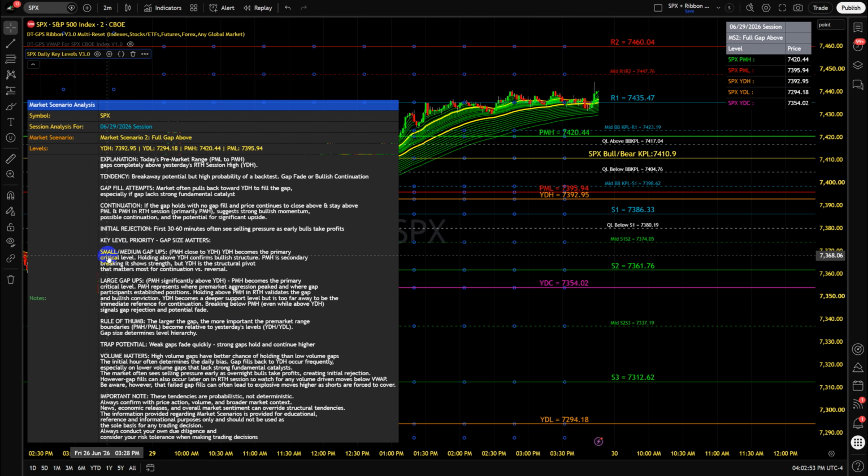And in gaps, we have it narrowed down to small and medium gaps versus large to extreme gaps, as to which key levels are going to matter the most depending on the size of the gap.